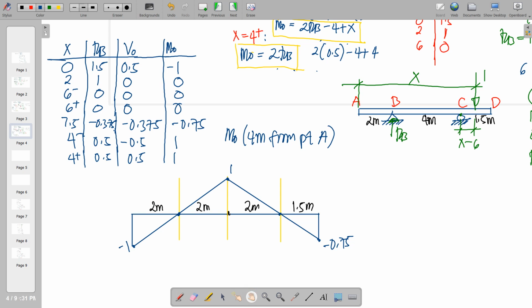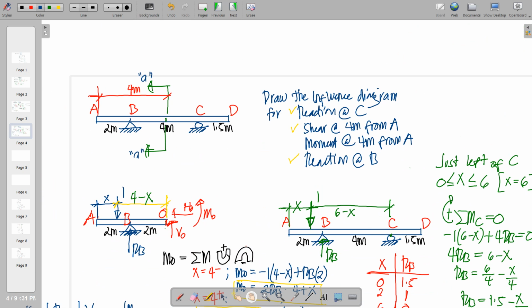So we have already completed the ILDs, or influence line diagrams, for reaction at C, shear 4 meters from A, moment 4 meters from A, and reaction at B. So this is for this problem.